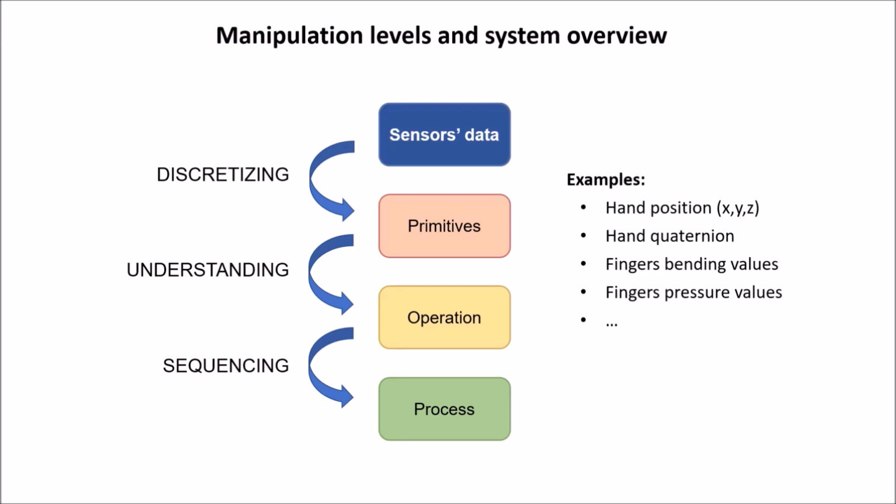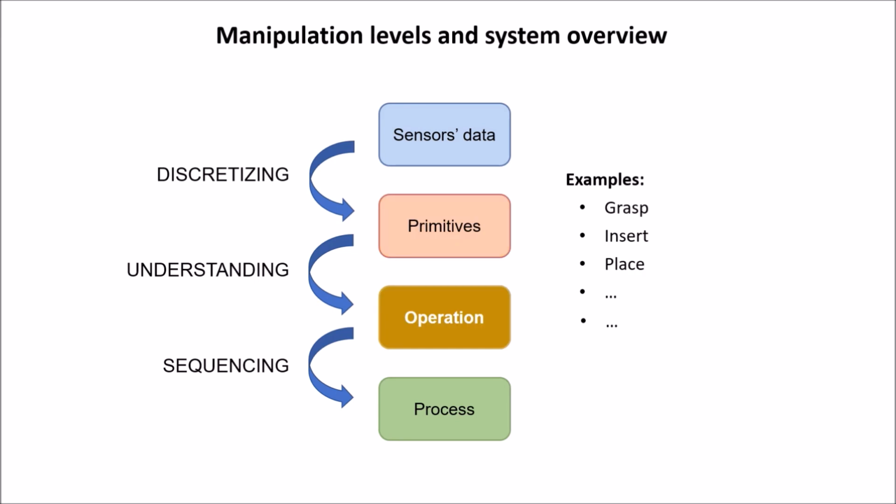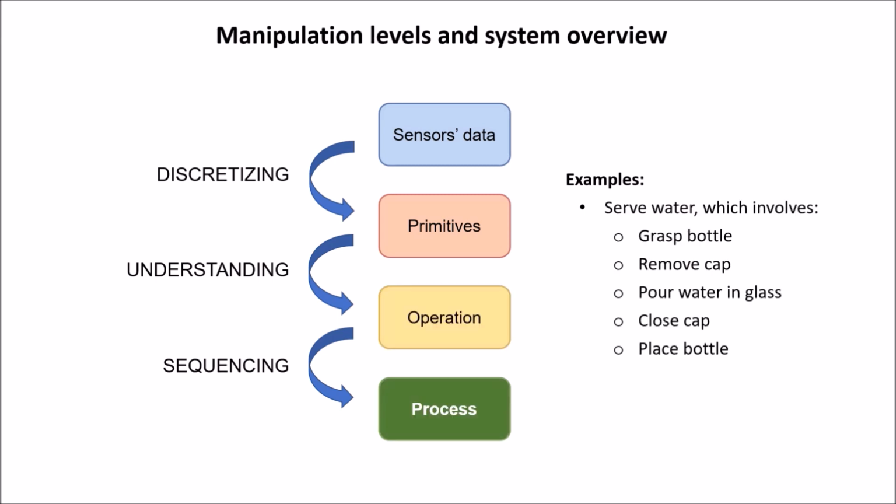The simplest level is the sensor's data, which consists of the raw data captured by the sensors, such as the hand pose or the finger's motion. The second level is the primitive. Primitives are discretized sensor data with a semantic meaning, such as opening and closing the hand or the hand motion in a certain axis. The next level is the operation, which is the simplest manipulation action that can be performed on an object, such as grasp, insert, place, etc. Finally, the last level is the process, which is described as a sequence of one or more operations with a joint purpose, such as serving water.